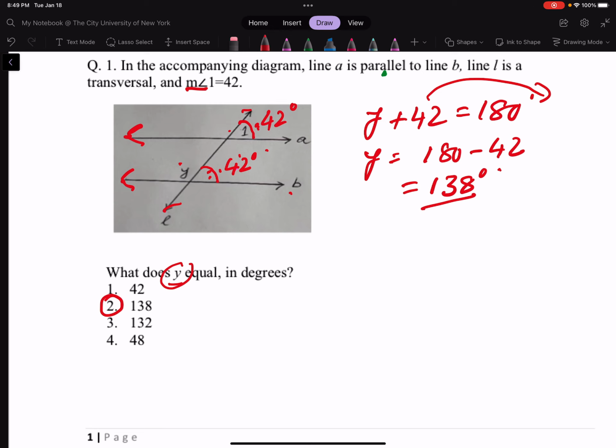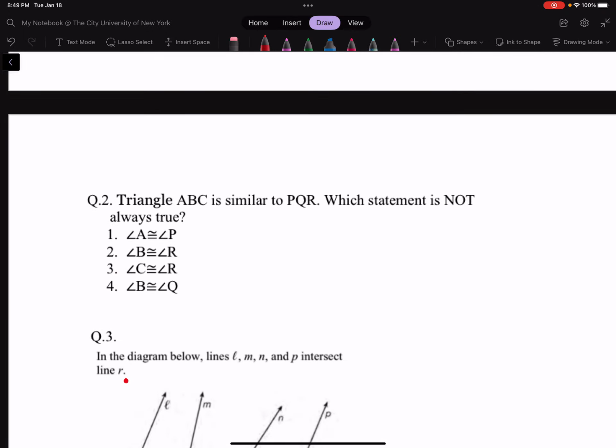Okay, so once you go for number 2, that says triangle ABC is similar to triangle PQR, which statement is not always true. Look out for "is not always true." So A goes with P, so it's fine. That's not the answer that we are looking for, because it's always true. B with R, but we see B with Q, so there might be some problem. So keep it like this, it might be our possible answer.